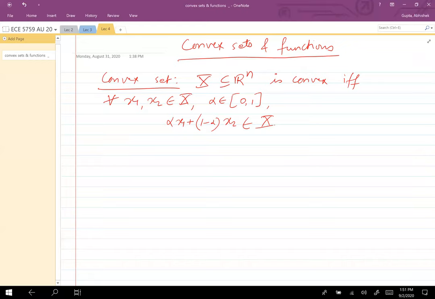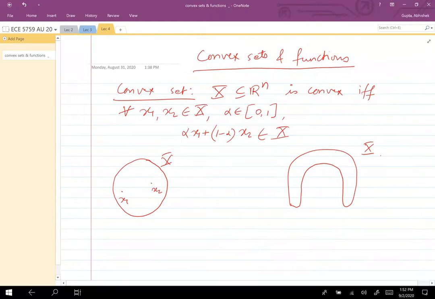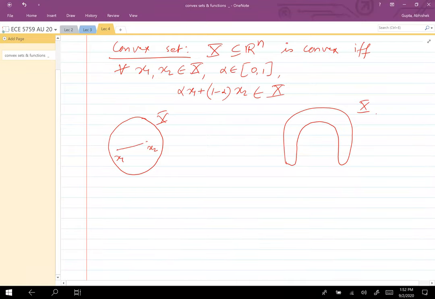Okay, so let's look at two examples. The first example is a sphere. So everything inside the sphere is part of the set. And the other is a horseshoe set, and everything inside this bounded region is a part of the set X. If I pick any two points, x1 and x2, and I pick alpha between 0 and 1, then alpha x1 plus 1 minus alpha x2 would lie on this line segment that connects x1 and x2. What we see here is that this entire line segment stays within the set capital X.